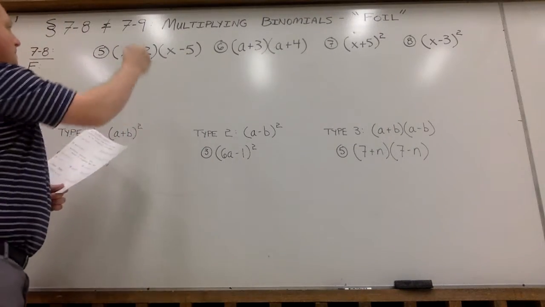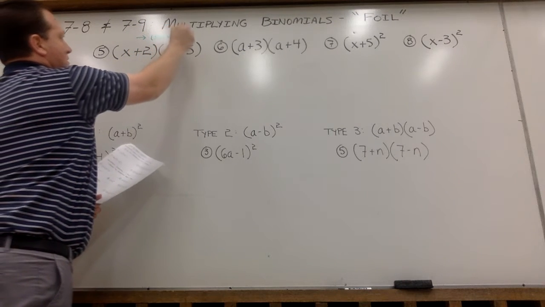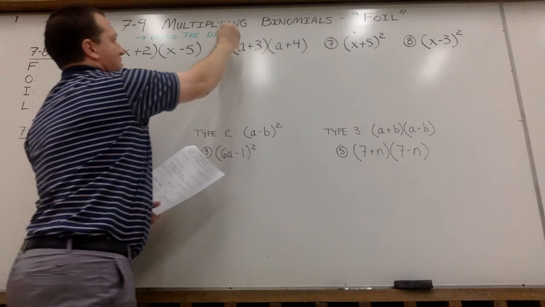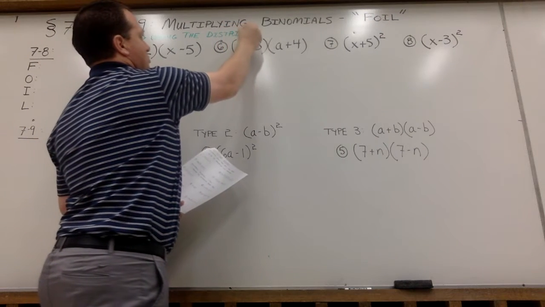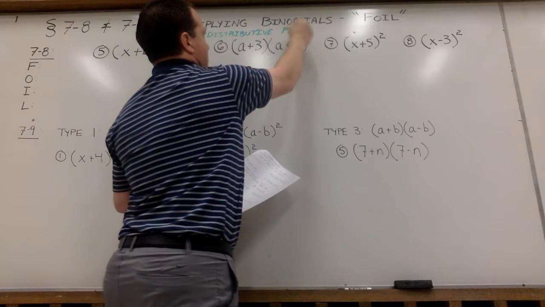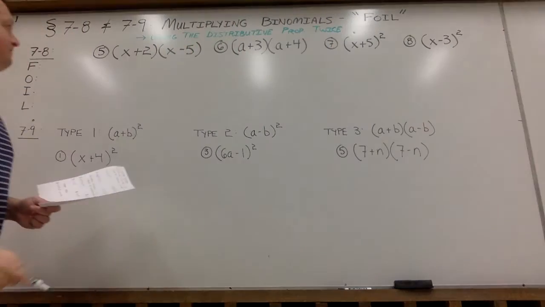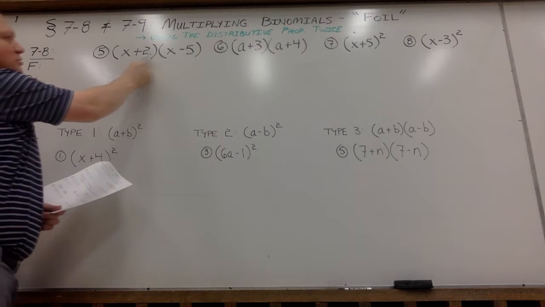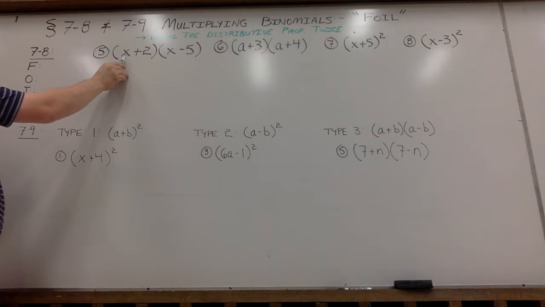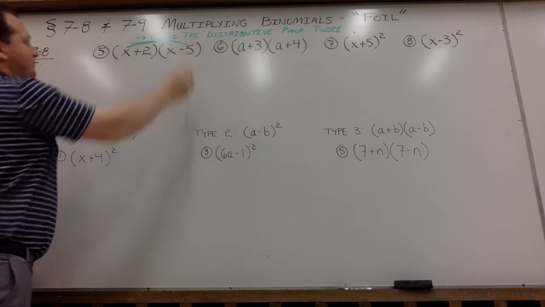So in a sense, I am using the distributive property twice. And here's what I mean by that. If I'm going to multiply x plus 2 times x minus 5, for instance, I need to first multiply the first term, x, to both terms in the second binomial.